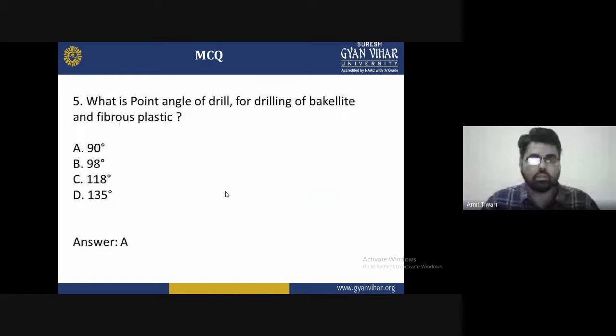Fifth one: what is the point angle of a drill for drilling bakelite and fabricated plastic? The options are A 90, B 98, C 118, and D 135. So the correct answer is A. So we can say that 90 is the point angle of a drill for drilling bakelite and fabricated plastic. 90 is the correct answer for that.